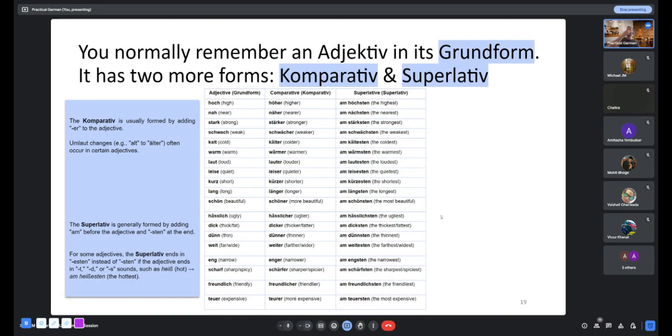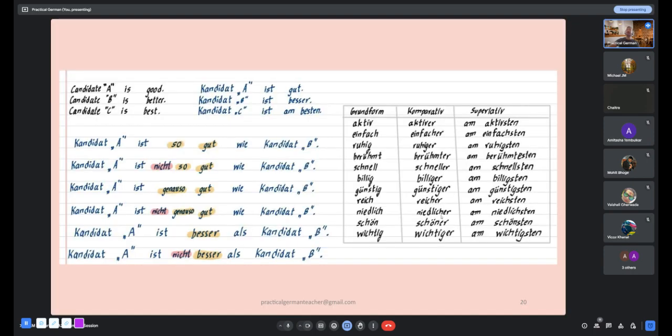And then I will also teach you the comparative and superlative forms of adjectives, how to figure out these two forms if I give you an adjective. Then a little bit more on the Grundform, comparative, superlative form. For example, if you want to say A is exactly as good as B, A is exactly as fast as B, A is faster than B, A is slower than B, something like that. So this is what you're going to learn.